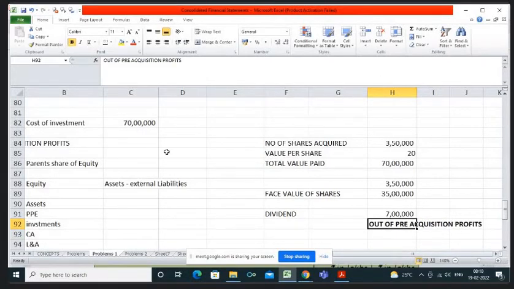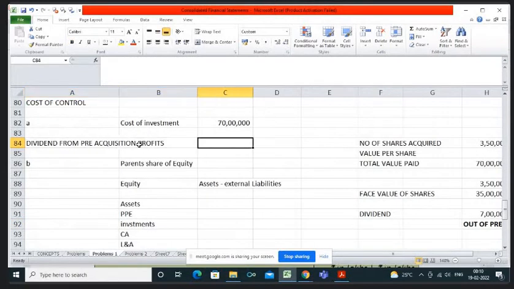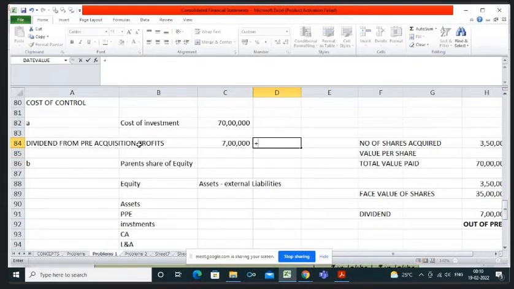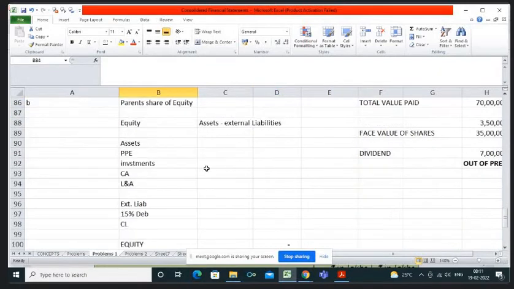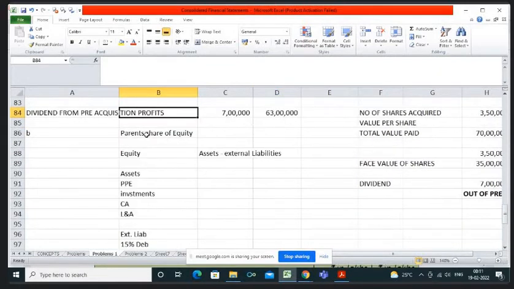What we have to do is deduct it from the value of investment, or credit this to the investment. The investment account balance will be a debit balance. So when we credit, we get a net amount of 70 lakhs minus 7 lakhs, 63 lakhs, which is the cost of investment.